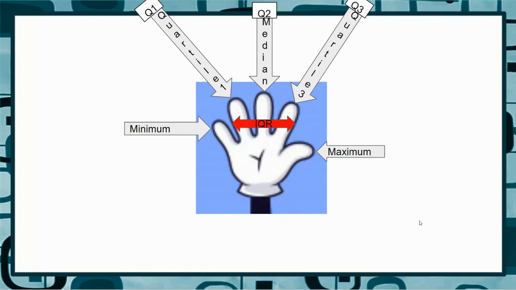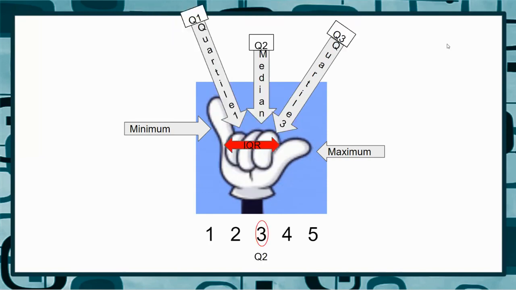The IQR is the range of the middle 50% of the data set, from Q1 to Q3. Let's take a look at IQR with the same data set. The first thing we're going to do is identify the median. So in the data set 1, 2, 3, 4, 5, the middle value, the median, or Q2, is 3. Next, we're going to divide the data set into 2 halves excluding the median. The first half will be from the minimum to just before the median, 1 and 2. And the second half will be from just after the median to the maximum, 4 and 5.